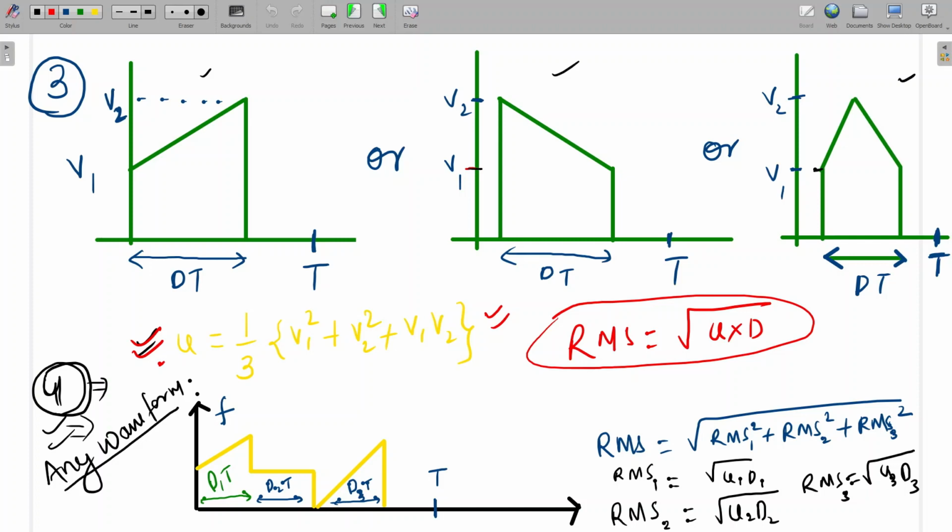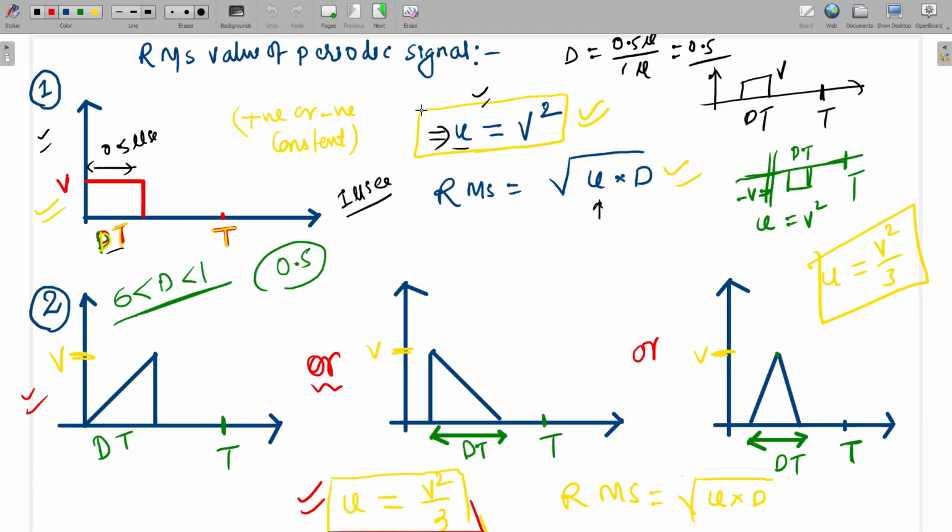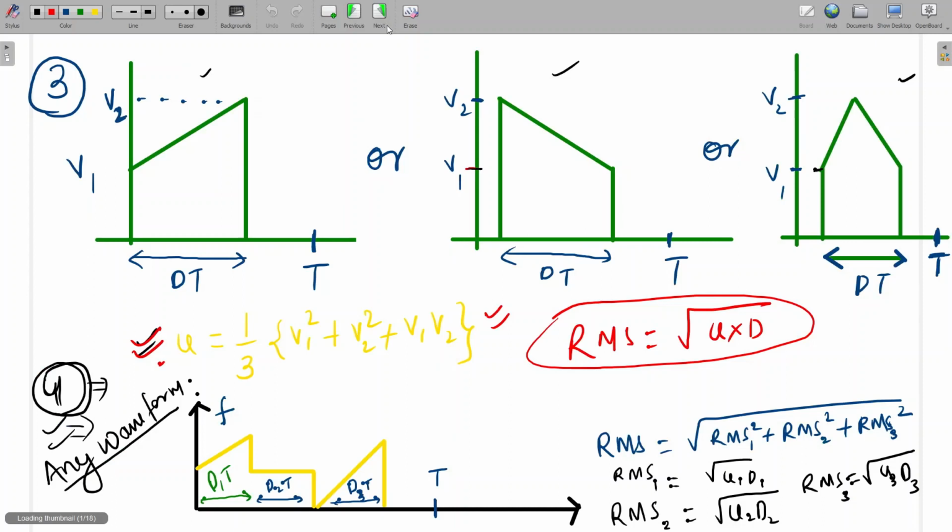Sir, this you have calculated from the formula. This u I am defining as one function, for these three types of waveform. So for constant, what will be the value of u? u is equal to constant square. For triangular wave, u is equal to peak square by 3. And for this kind of signal, u will be 1 by 3 into (minimum square plus maximum square plus minimum into maximum). So this will be the u for this function. All three types of function you have to memorize.